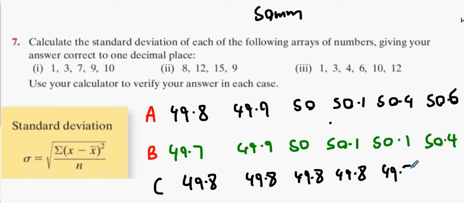No, its mean would be 49.8. What would its standard deviation be? Zero. It doesn't deviate. That would mean that's the perfect machine. Standard deviation would be 0. So, if you're looking for a machine to be accurate, the lower the standard deviation would be the machine you would work with.